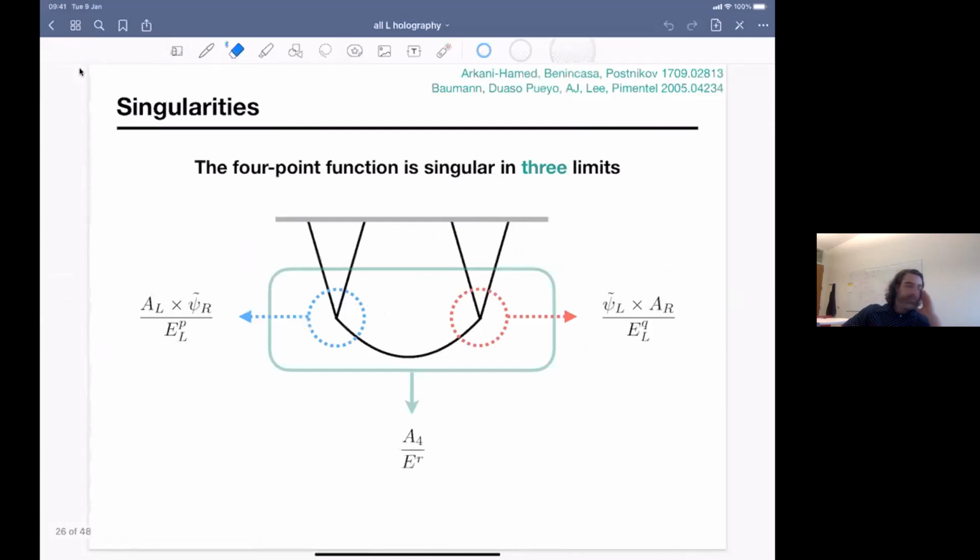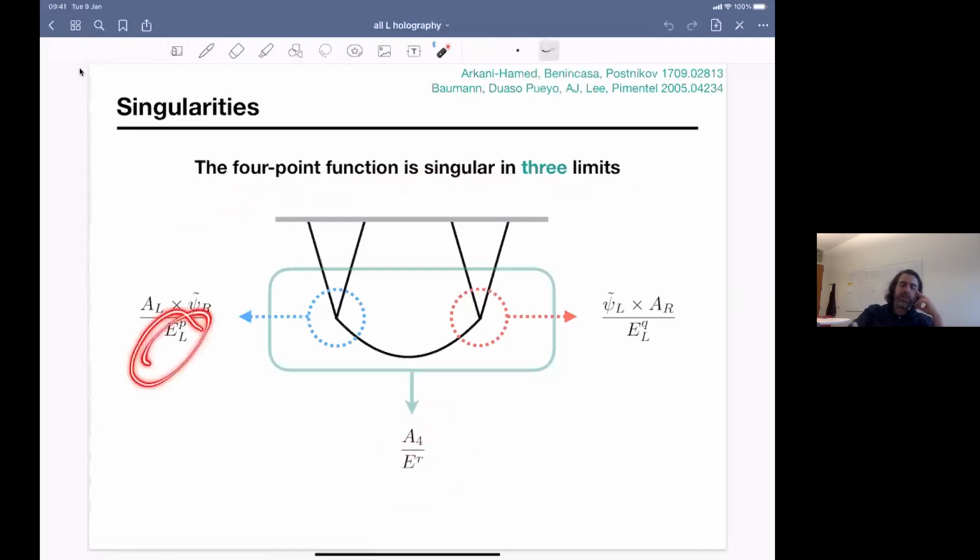All right, so just to summarize what I just told you, the takeaway message from this first part of the talk is that, for example, let's focus on the 4-point function or the 4-point wave function coefficient for the time being. This object is singular at 3 points in kinematic space. One is when the total energy involved in the process adds up to 0, and the coefficient of this singularity is a flat space scattering amplitude.